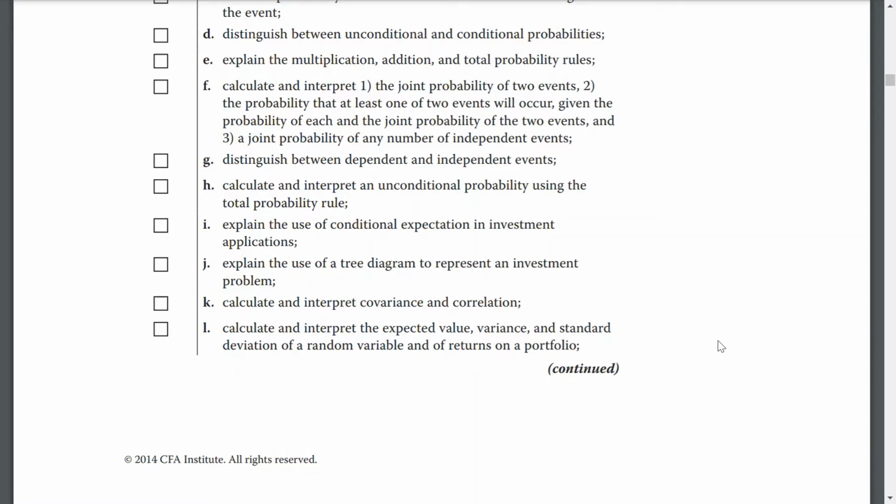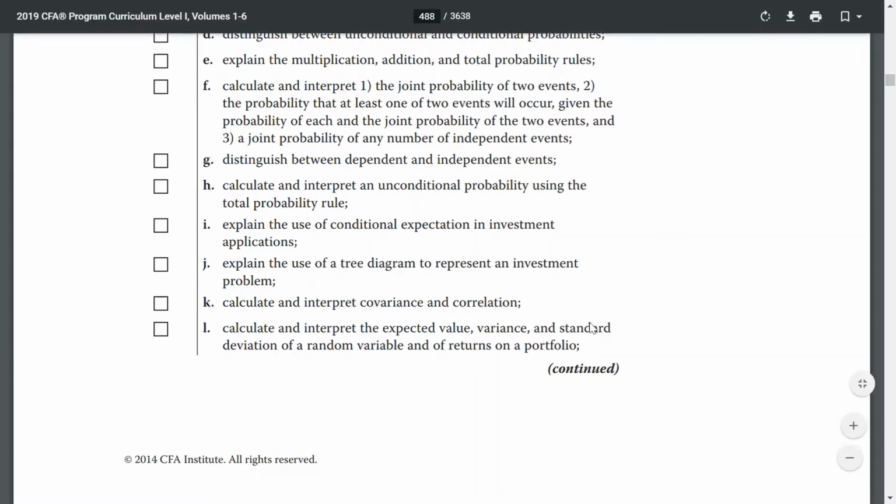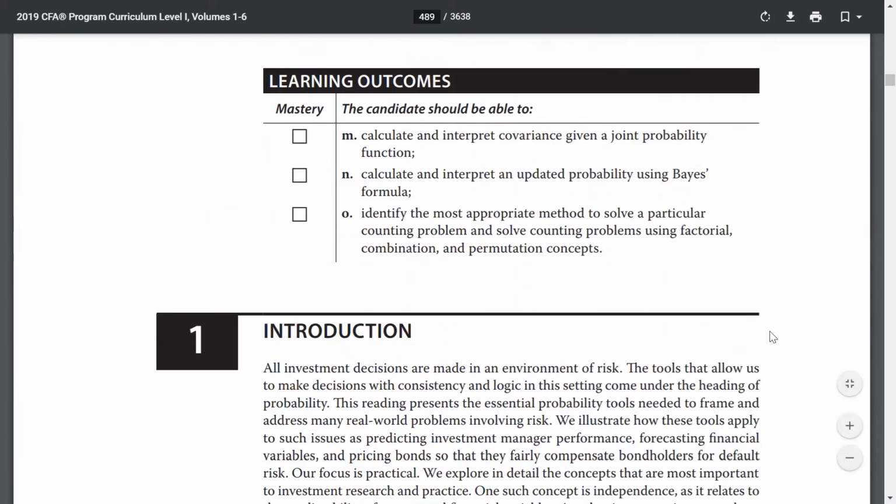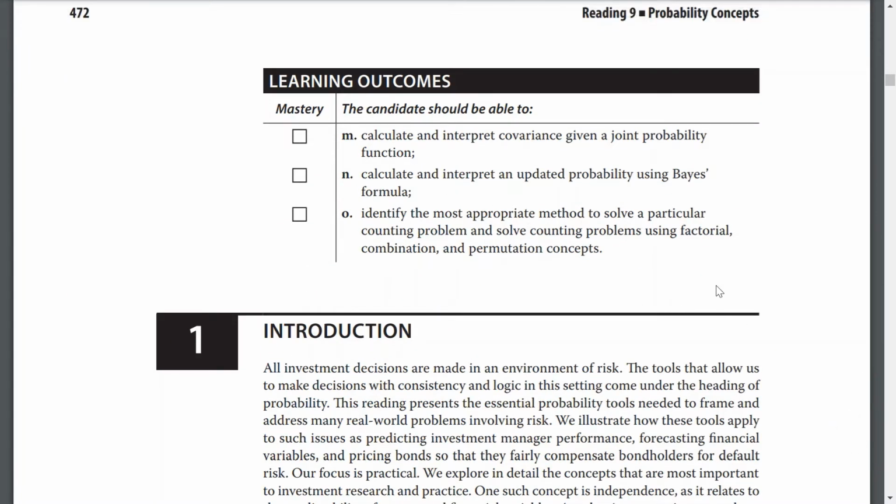Calculate and interpret the expected value, variance, and standard deviation of a random variable and of a return on a portfolio. M. Calculate and interpret covariance given a joint probability function. N. Calculate and interpret an updated probability using Bayes' formula. And lastly, identify the most appropriate method to solve a particular counting problem, and solve counting problems using factorial, combination, and permutation concepts.